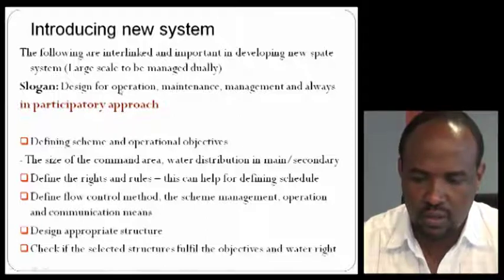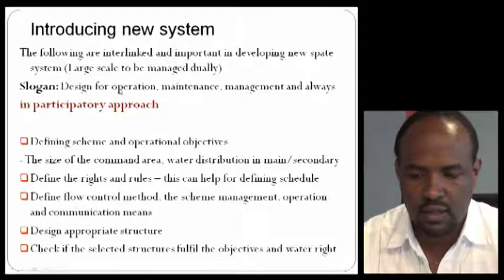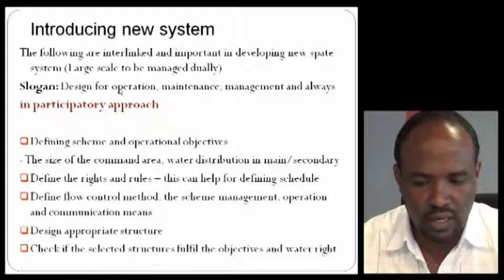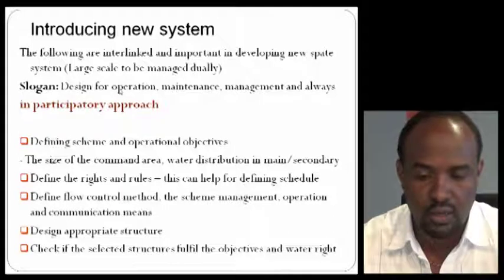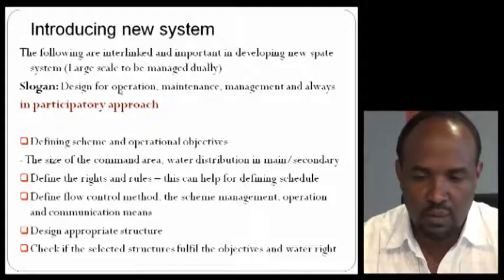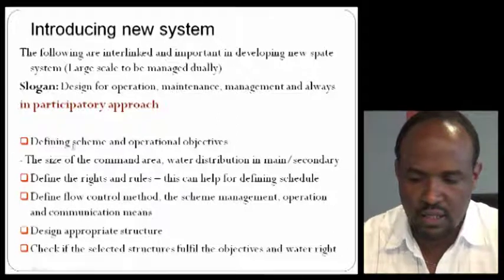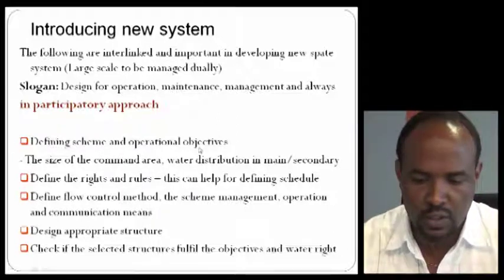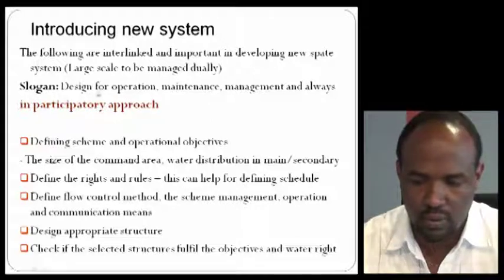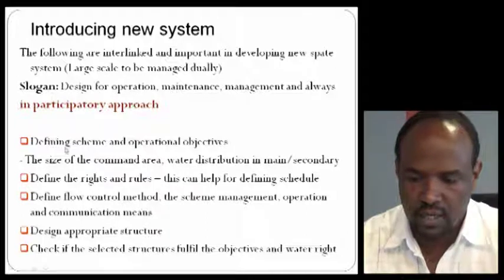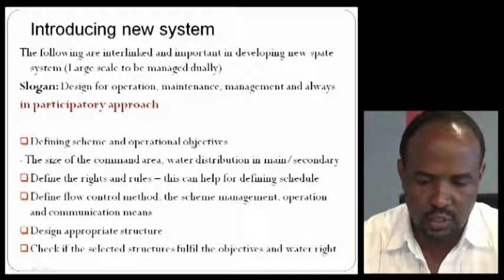Having all this, if we design the systems in our mind, they need to be operable, maintainable, and manageable, and then more or less sustainability could come. Therefore, at the beginning, we need to define the scheme and operational objective, and as I said at the start, all issues, discussions and decisions need to be in a participatory approach. First, defining the scheme and operational objective.